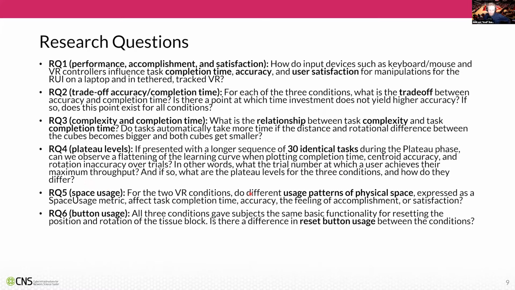Research question five is just for the VR conditions. It's about the usage of 3D space. Are there different usage patterns of physical space? We came up with a little metric there to describe this. And then what is the effect of this usage pattern of the physical space on the performance metrics? And then lastly, we look at the button usage. All three conditions give the subject the opportunity to reset the position and the rotation of the tissue slices or the tissue blocks that they have to register.